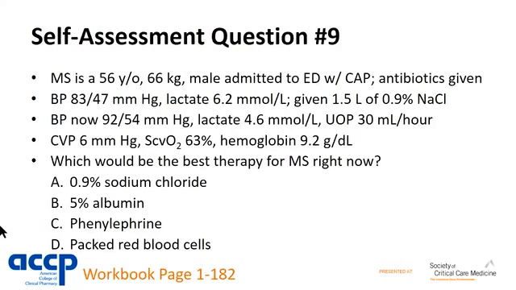Moving on to fluids, we'll start with a self-assessment question. This is a 56-year-old male who's admitted to the ED with CAP. Antibiotics are given. He's hypotensive. Hyperlactatemia is present, and the patient's given 1.5 liters of sodium chloride. Afterwards, his blood pressure is still low with a lactate of 4.6. Urine output is 30 mLs per hour. CVP is 6, SCVO2 63, hemoglobin at 9.2. So which therapy would be best for the patient now?